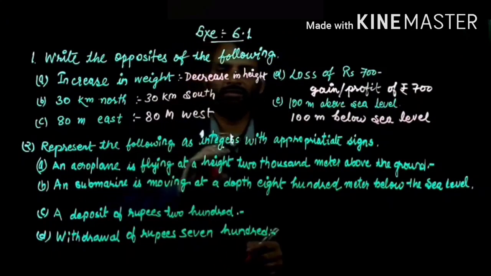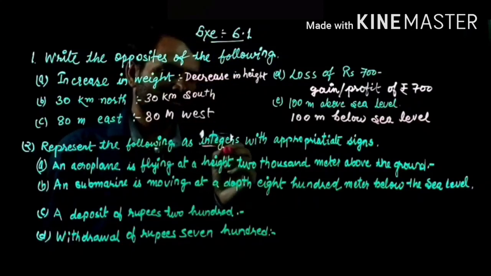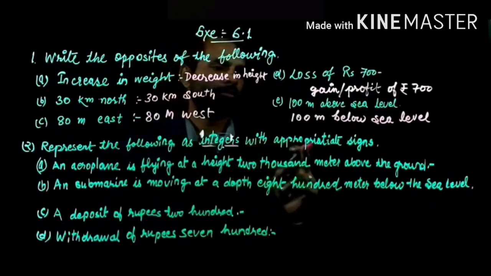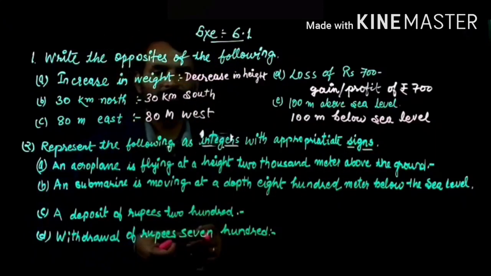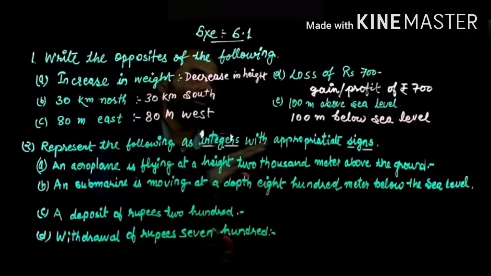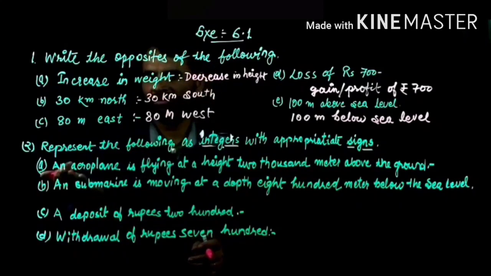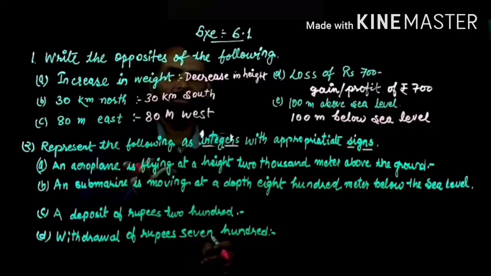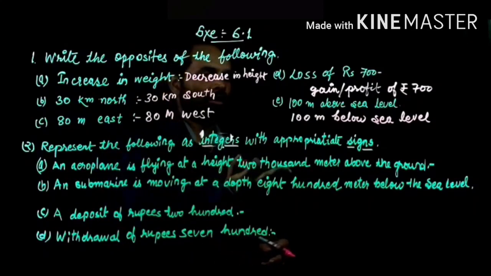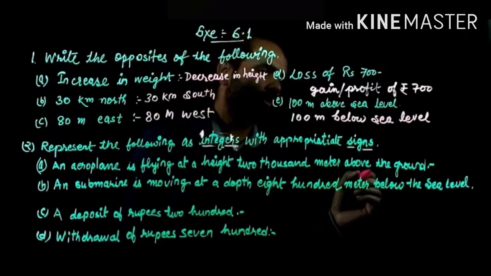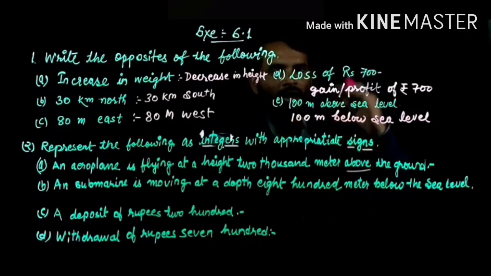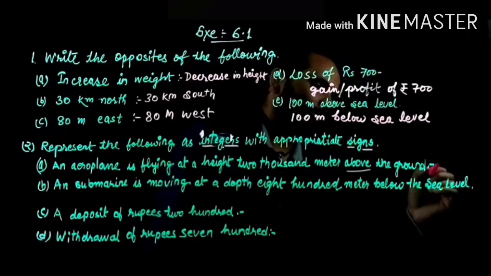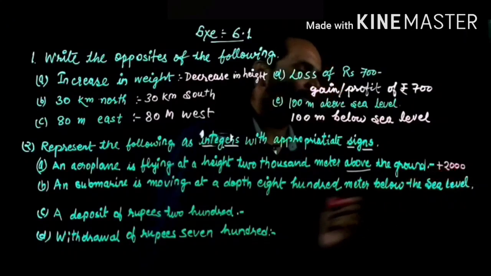Now continue to the second. Represent the following as integers with appropriate sign. You write the answer in the form of integers with sign. First, an aeroplane flying at a height of 2000 meter above the ground. Above the ground is a positive sign and 2000.